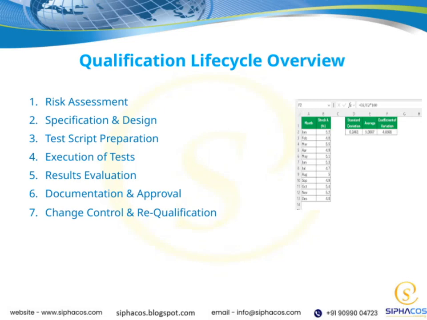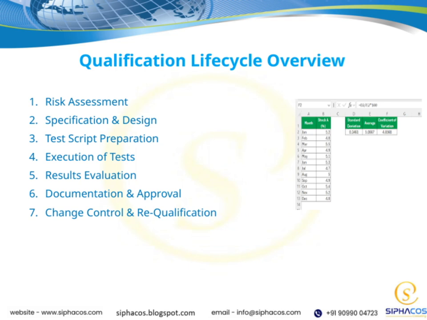Let's take a closer look at the qualification lifecycle overview. First, we start with risk assessment, which is all about identifying potential risks early on to ensure we focus our efforts on what's most critical. Next comes specification and design, where we define the requirements and create detailed plans to meet those needs. Then, we move into test script preparation, developing the specific tests that will verify our design against the specifications.